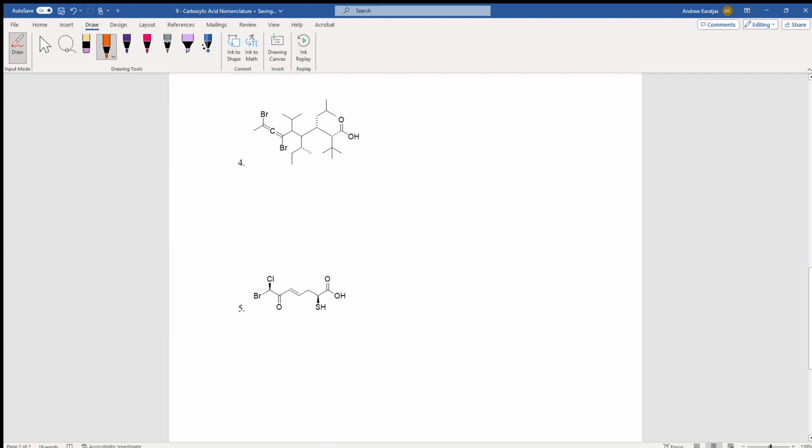All right, question 4. There's definitely a lot going on here, but the numbering should again be the most straightforward part of this question. As we have a 9-carbon chain, we know that comes from nonane. But first we have to account for our alkenes. We have 2 of them. They're on consecutive carbons, so a little unusual.